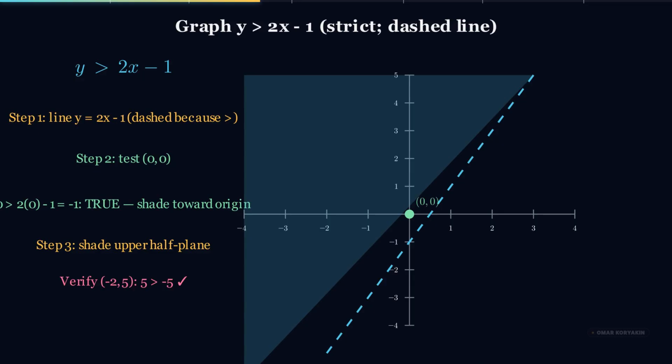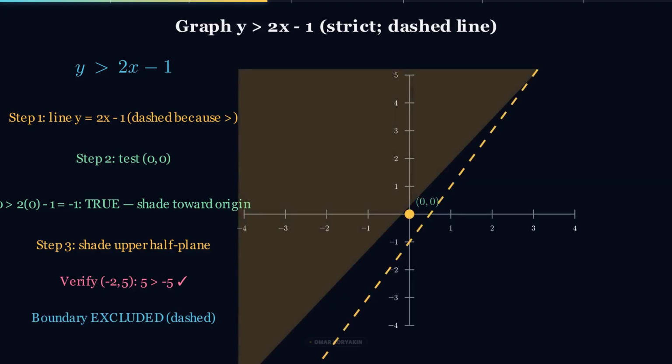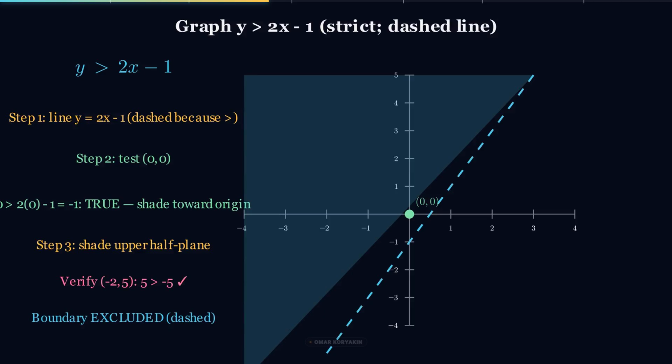Plug into the inequality: 5 greater than 2 times negative 2 minus 1, which equals negative 5. So 5 greater than negative 5, which is true. The verification confirms the shading. So the graph of y greater than 2x minus 1 is the half plane above the dashed line y equals 2x minus 1, with the boundary line itself excluded.